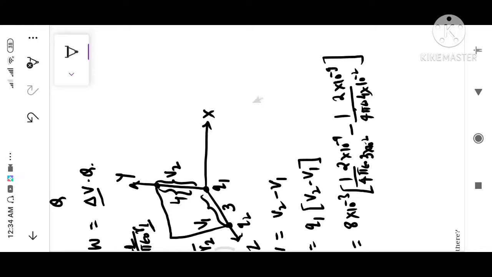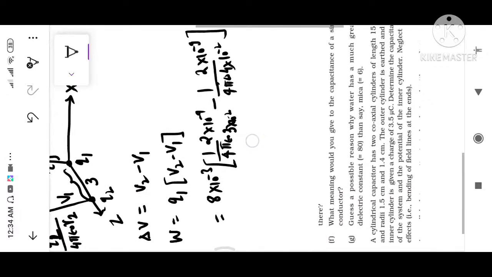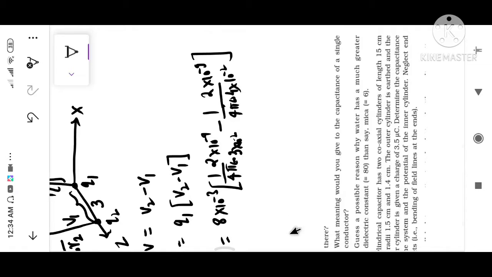Now you have to solve this. When you solve this, you will get your answer. That is what W is equal to, you will get in joule. Okay, this you have to solve and send the answer. This is the method how you can solve this.